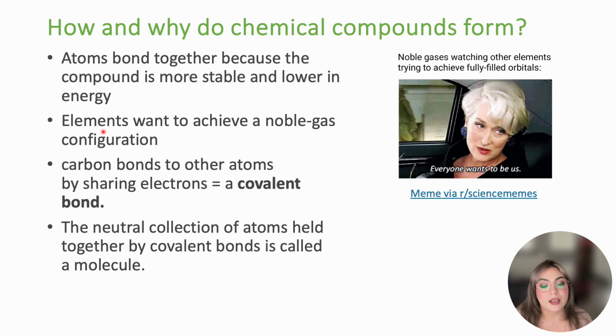And they get there by achieving a noble gas configuration. Everybody wants to have a noble gas configuration. So what atoms will do is bond together and share electrons so that they each have that noble gas configuration. So carbons do this with each other and with hydrogen to form those covalent bonds and end up having each their own noble gas configuration.